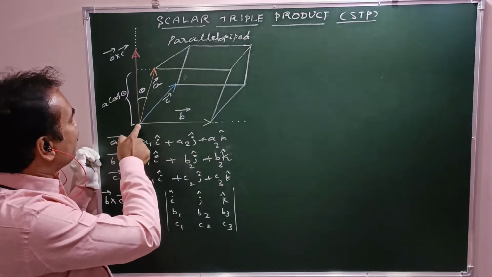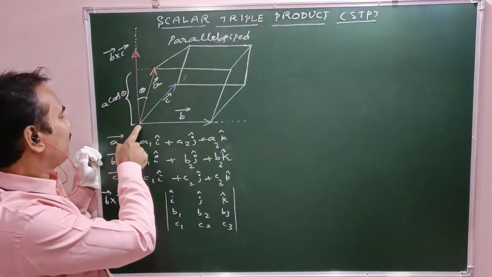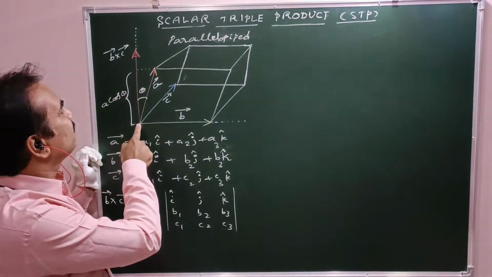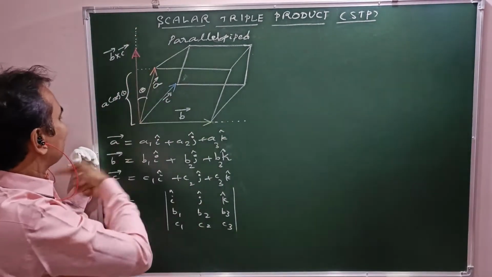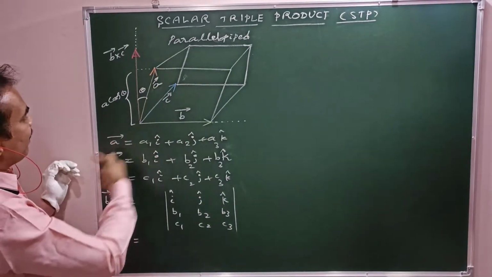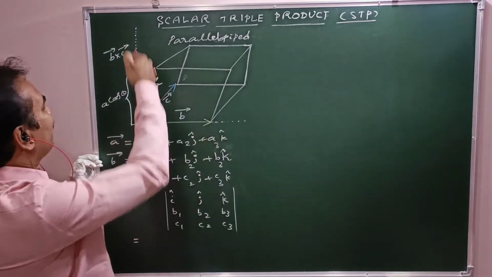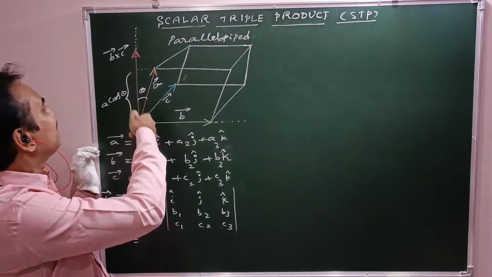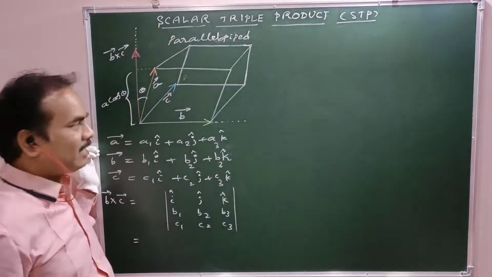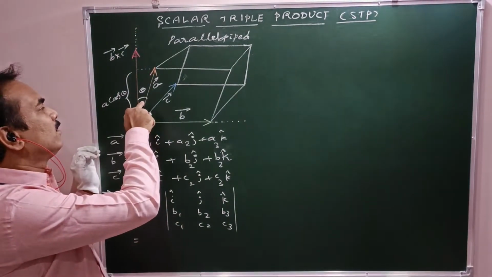All are meeting at the origin somewhere here. This is the x-axis, this is the y-axis, this is the z-axis, like that. Now, the angle made by a bar with the z-axis is theta.